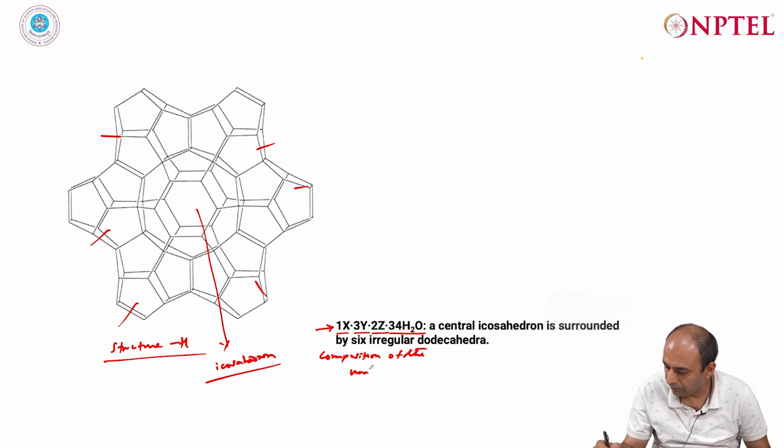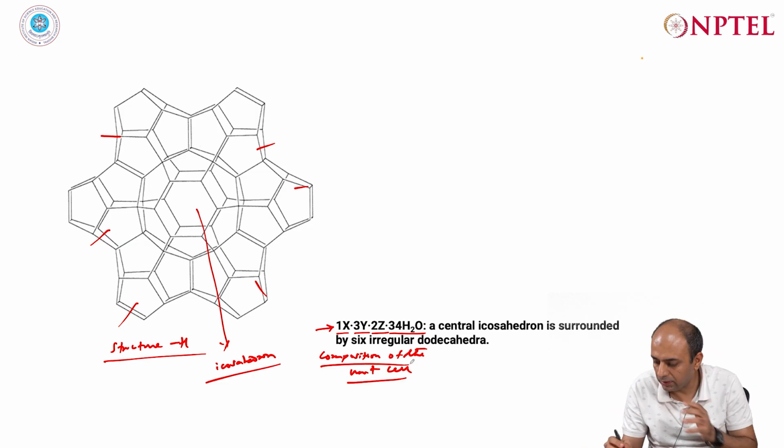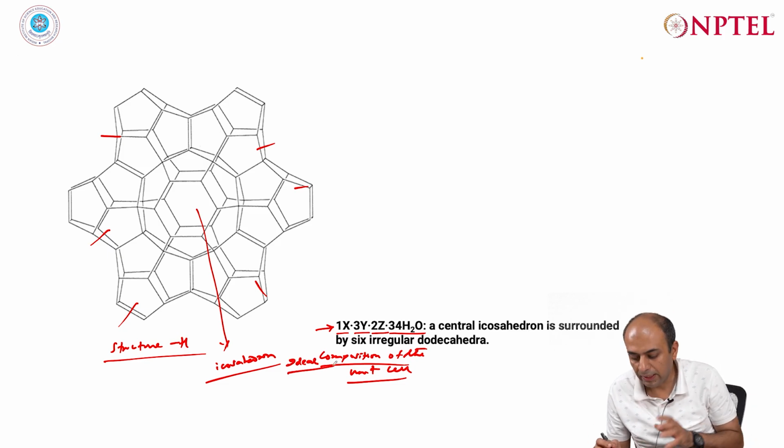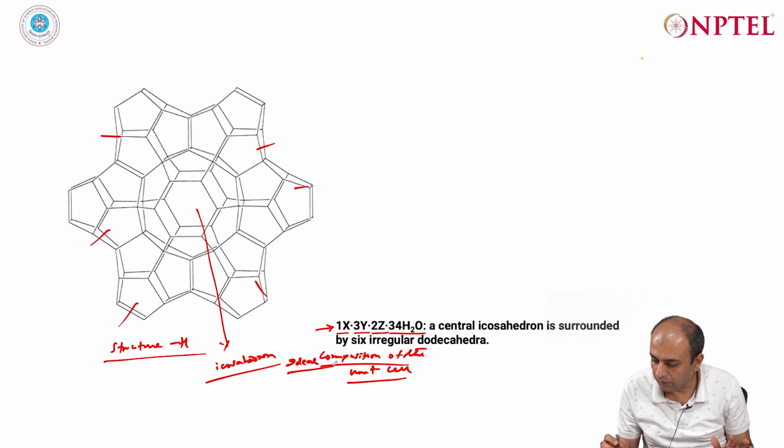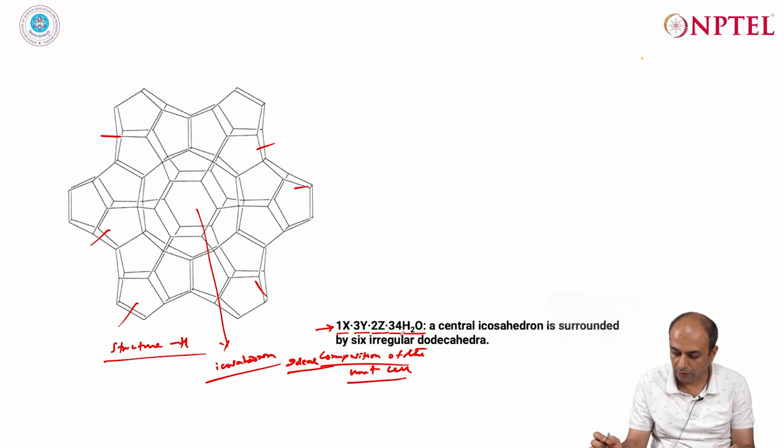This is the composition of the unit cell. This is the ideal composition of the unit cell if you were to have the filling up of the X type, Y type and Z type voids along with 34 molecules of water.